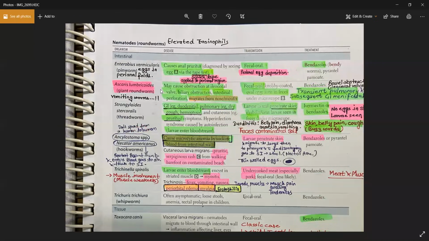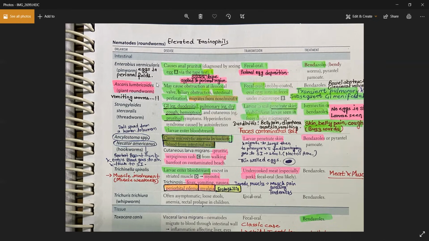Then comes the Ascaris lumbricoides, which is the largest roundworm, of course. Okay, it is also acquired through the fecal-oral route. It can enter your intestine, causing the GI symptoms there. Then from the intestine, it can migrate to your lungs, to your nose, to your mouth, where they cause the lung symptoms. So the patient will have transient pulmonary symptoms and transient GI symptoms.